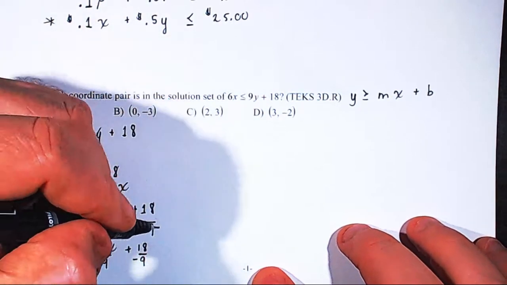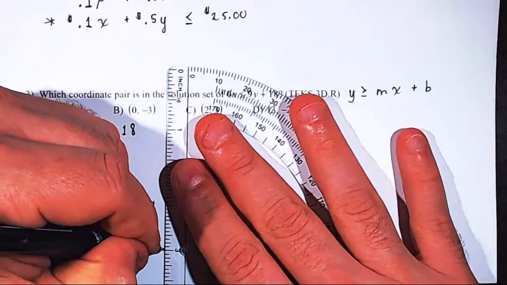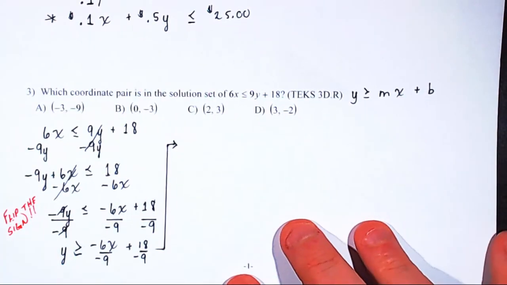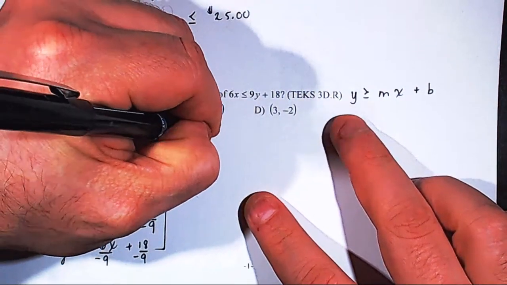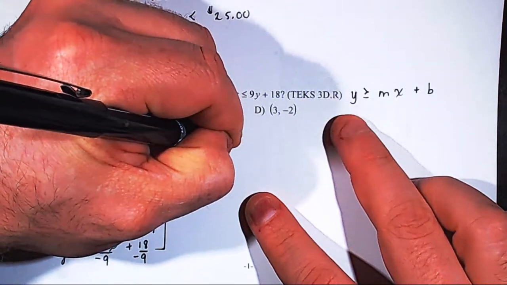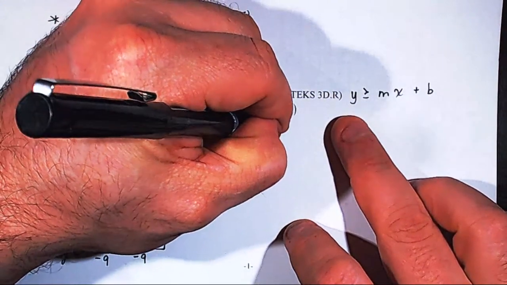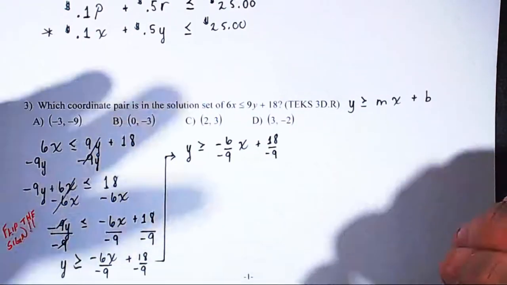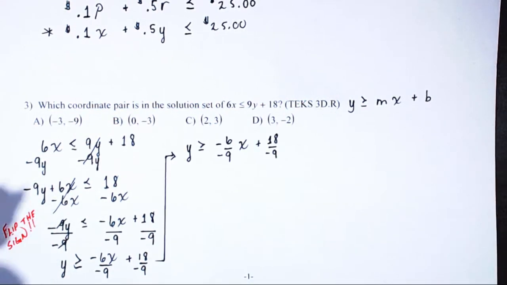Okay, so at this point I kind of need to rewrite to continue, so I'll just move my problem up here, create a little space for me to work in, and I'll just rewrite what we wrote down at the bottom left. Y greater than or equal to negative 6 over negative 9 times x plus 18 over negative 9. So it's time to simplify, reduce, get rid of unnecessary negative symbols, and so on.